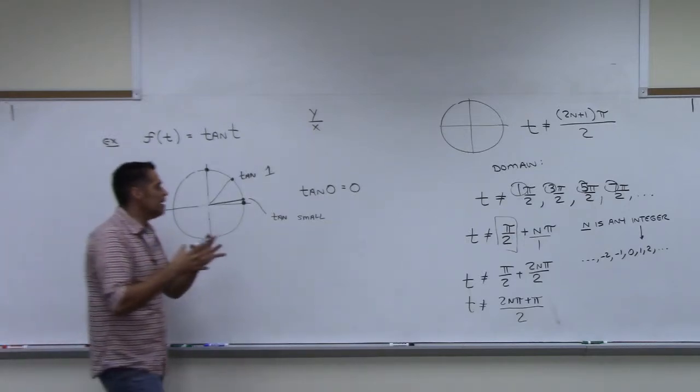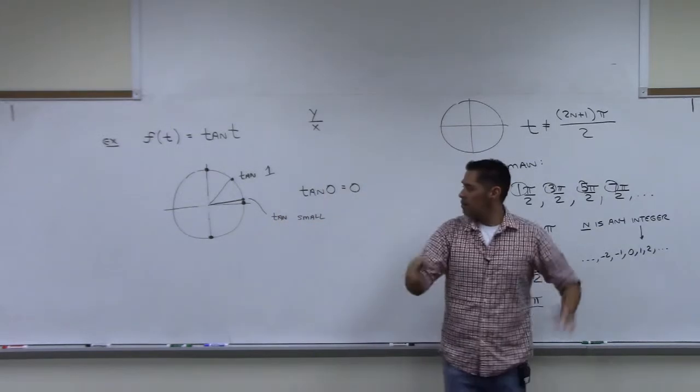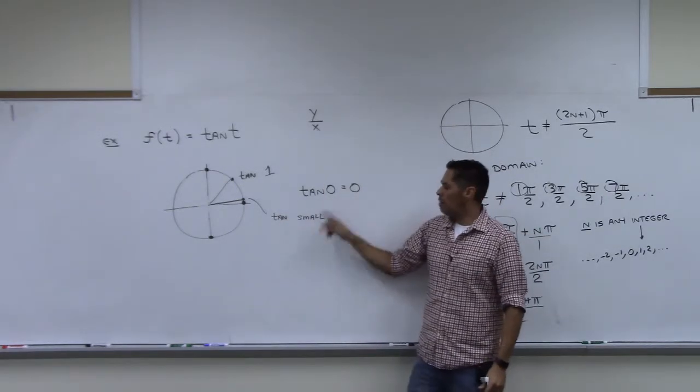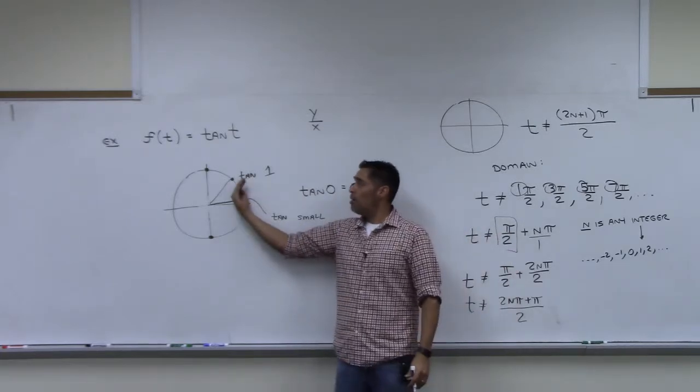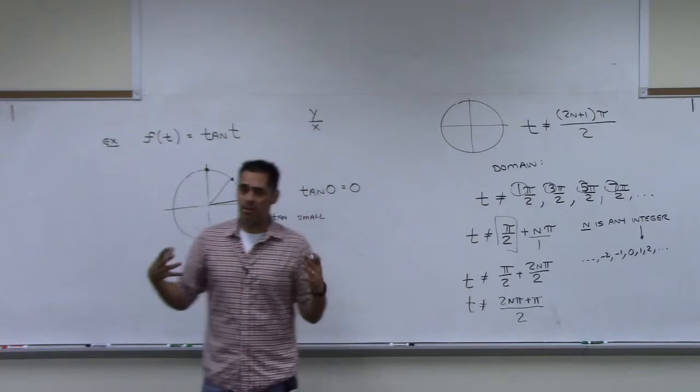Remember, what I'm looking at here is what's coming out of the tangent function. What's coming out? We know 0 comes out, right? We know small numbers come out. We know that 1 comes out. But does anything bigger than 1 come out?